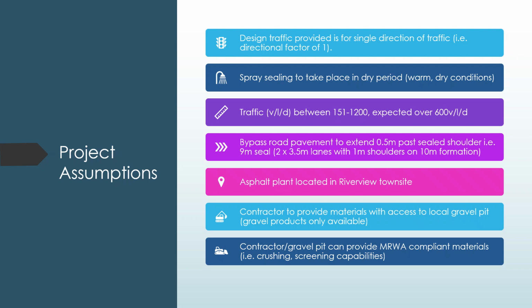site for supplying asphalt for the project, and the contractor is to provide materials, i.e. the subbase and base course materials, having access to a local gravel pit. The assumption is that, typically in regional WA, gravel products are only available from regional gravel pits. However, the contractor and gravel pit can provide Main Roads quality compliant materials, i.e. they have the capability to crush and screen and provide the suitable grading required for the respective pavement layer materials.